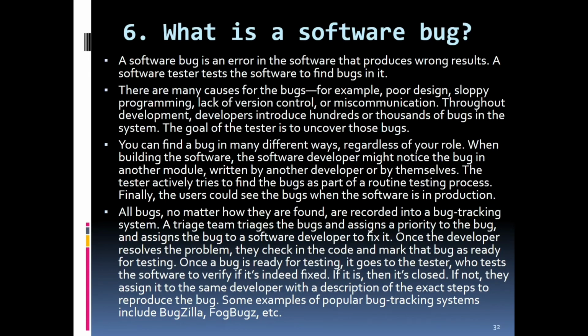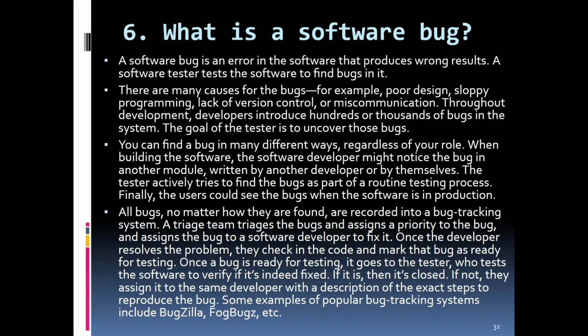When building the software, developers might notice a bug in another module written by another developer, or by themselves also. It's not that if a developer had written the code, they can't find an error in it. The second or third time they look at it, they may find an error written by themselves. So the tester actively tries to find bugs as part of the routine testing process.